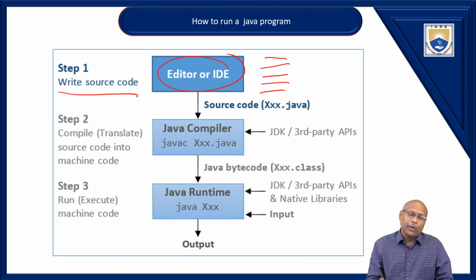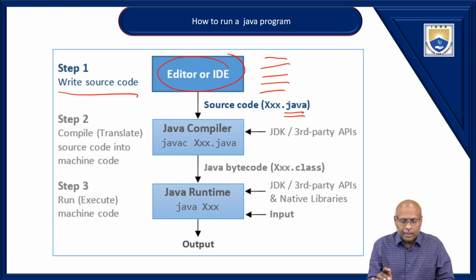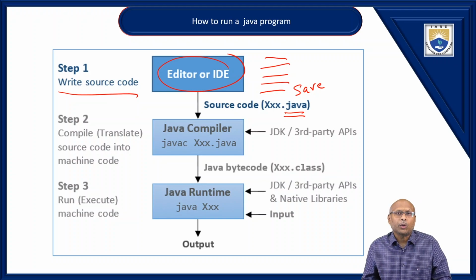Then whatever program you are writing, that program name must be stored with the extension .java. Whatever class name you have given, the same name you should use for the file name. So type the program and save the program with the class name with .java. This part you have to do in the IDE or editor. You can use either Notepad or Notepad++, or Edit Plus, or Eclipse. So there are various platforms. You can use any editor or IDE.